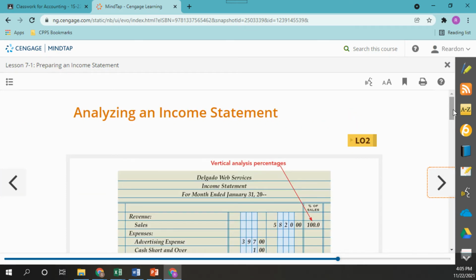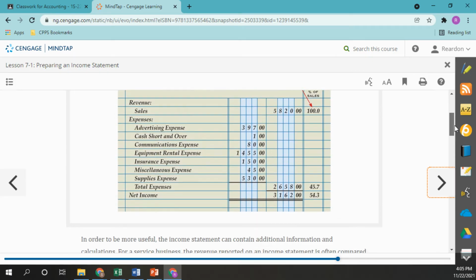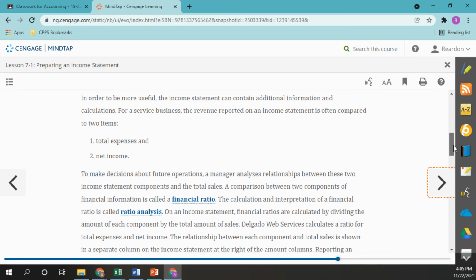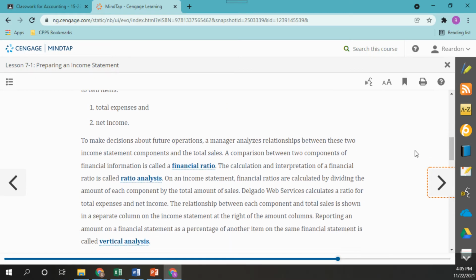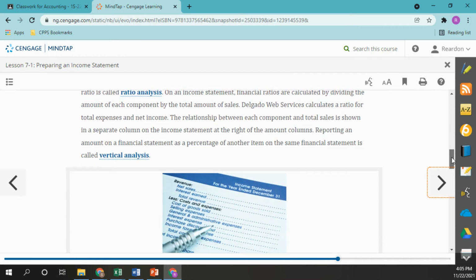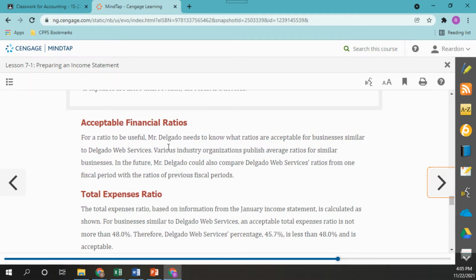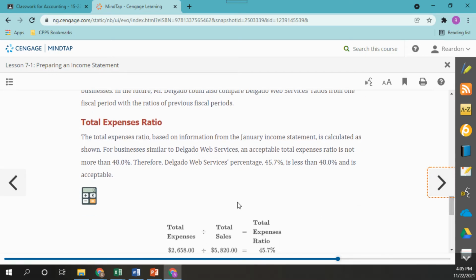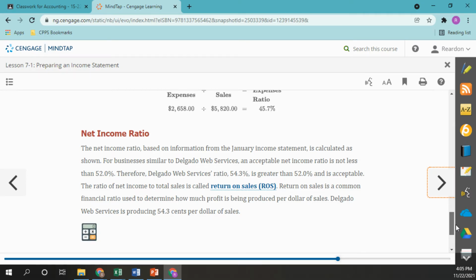We might want to read through this section briefly before we get too far into the terms, I should say. All right. And so I suggest you read the section down here, which talks about total expenses, total revenues, and then the financial ratios, ratio analysis, and vertical analysis. All right. And then quickly, like, what are acceptable financial ratios? What does that even mean? Okay, read through that. Here is our total expenses ratio, our net income ratio, and we also call that a return on sales.